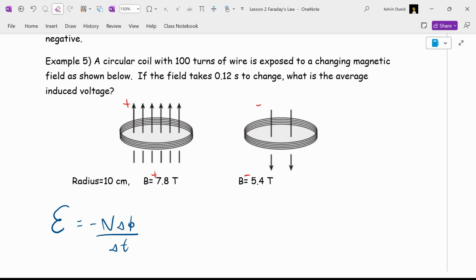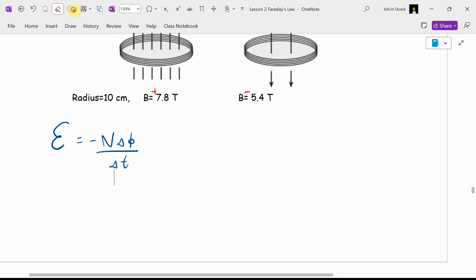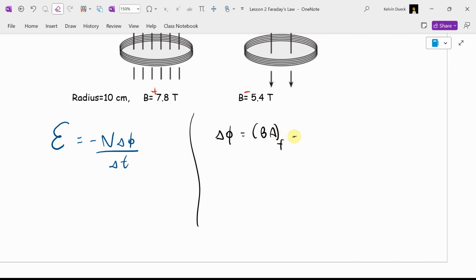I'm going to do the change in flux separately. In fact, I'll often just draw a little line down the middle of my page and I'll go, okay, Gibson, what's change in anything? And how do I find flux? BA. So it's going to be BA final minus BA initial. This time, none of these are zero. Okay. Change in flux. What's my final magnetic field, Gibson? Don't say 5.4. No. What's my final magnetic field, folks?